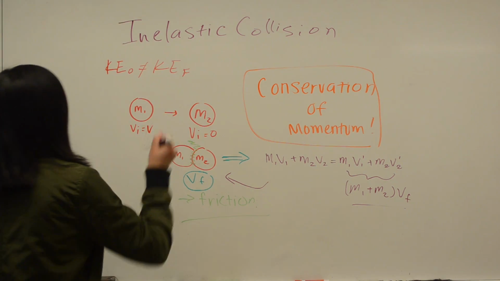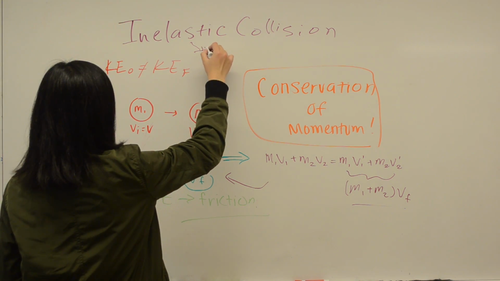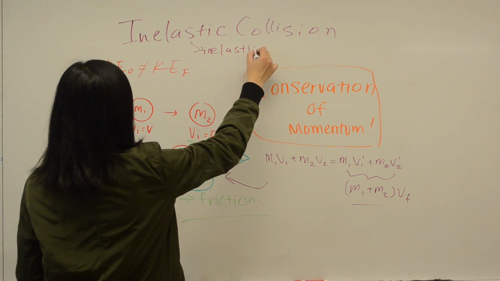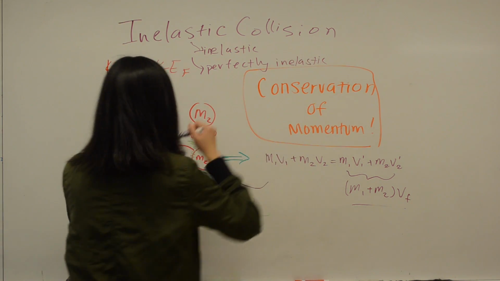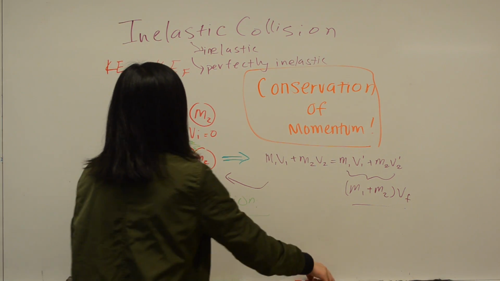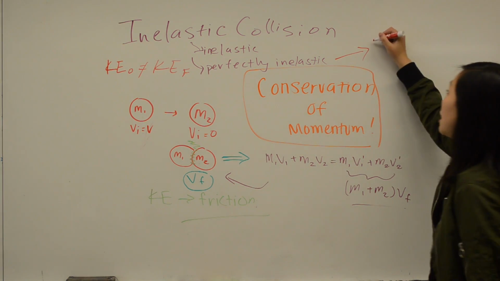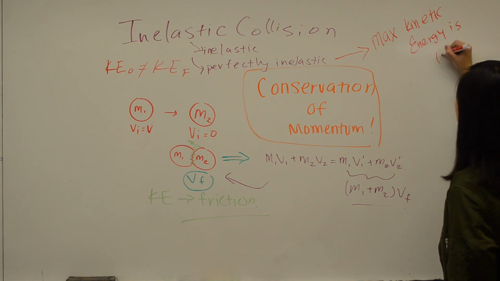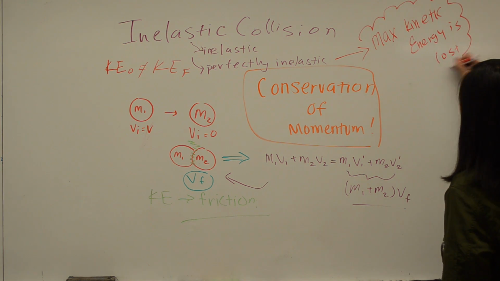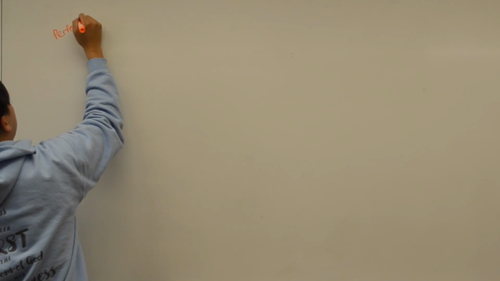There are two of these types. We have just the normal inelastic, and then we have the perfectly inelastic. The main difference is that for perfectly inelastic, the max kinetic energy is lost. And there you have it. So now we're going to practice a perfectly inelastic collision.